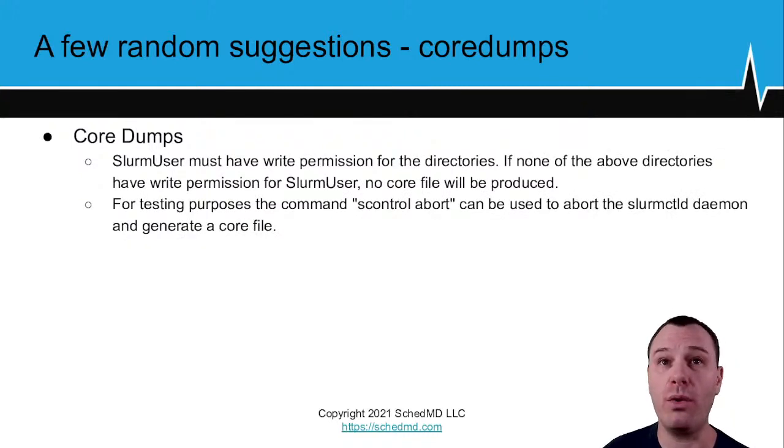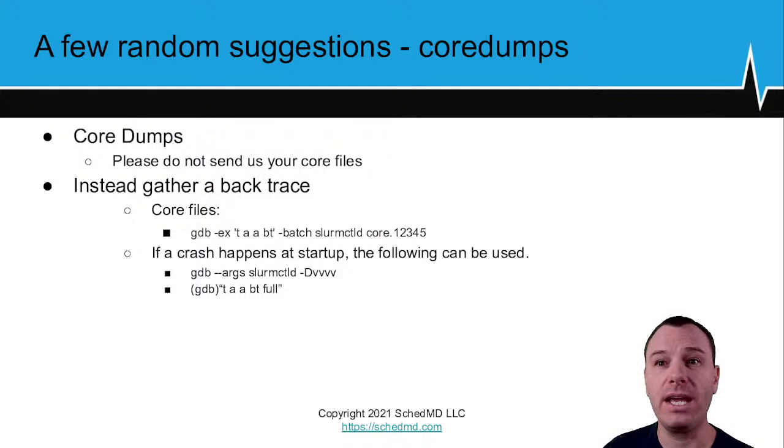Please make sure that the coredump location is accessible by the Slurm user and that the user has write permissions on that directory. If none of the above directories has write permissions for the Slurm user, no core file will be produced. For testing purposes, the command scontrol abort can be used to abort the controller and generate a core file. Please do not send us your core files. In almost all cases, we will not be able to read them. Please do gather a backtrace for us to review with the following GDB options mentioned in this slide.